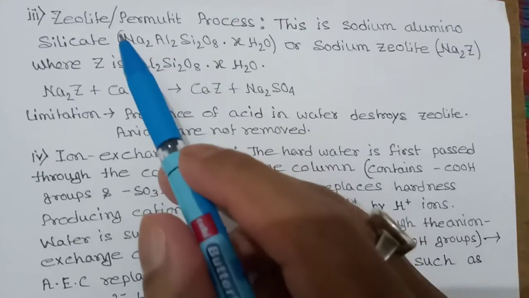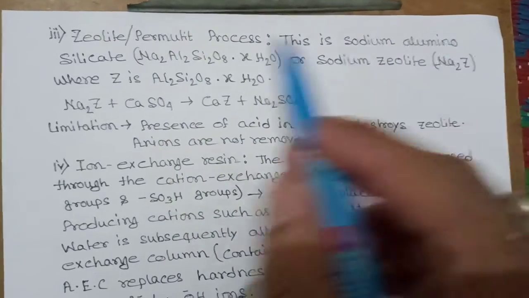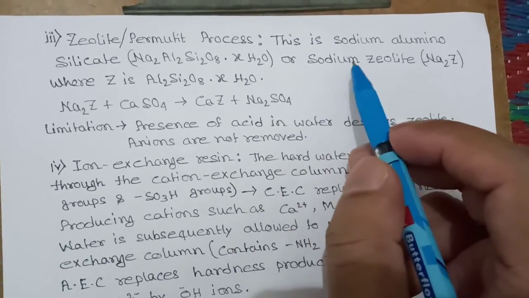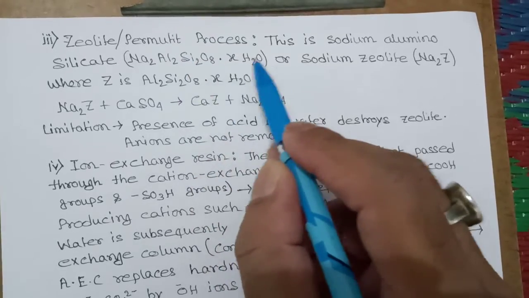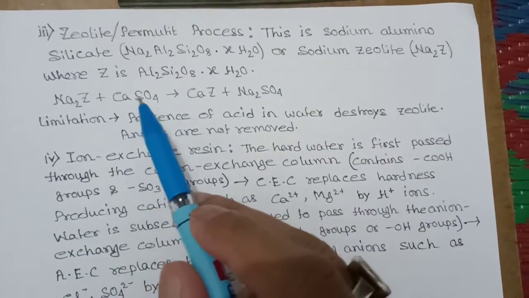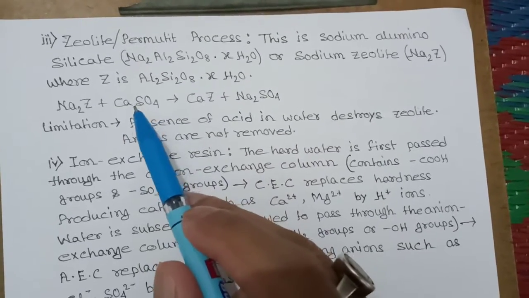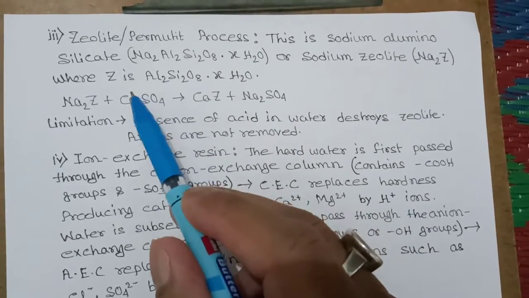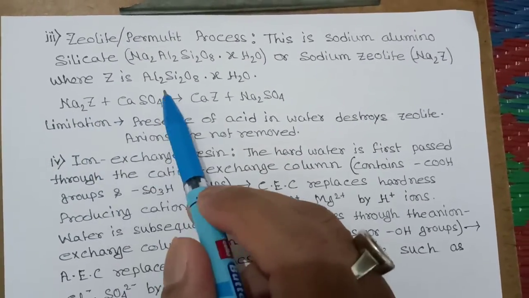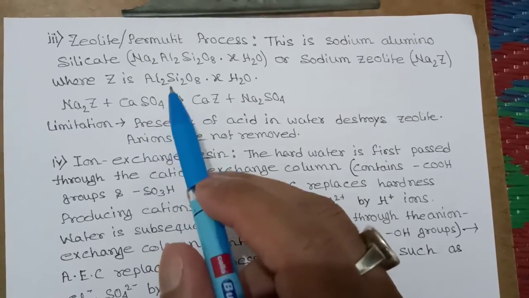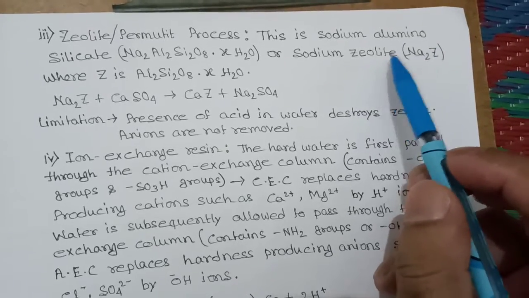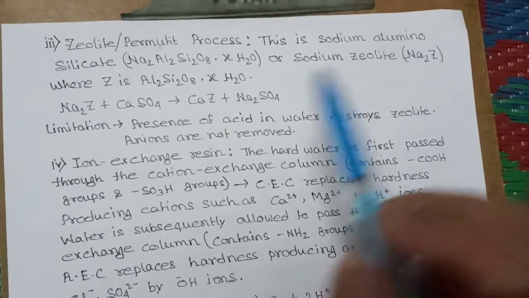The next process is the zeolite process or permutit process. This is sodium aluminosilicate, with the molecular formula Na2Al2Si2O8·xH2O, or in simple way, sodium zeolite. This is your sodium and this is your zeolite. Zeolite is represented by Z. This is the complex which causes permanent hardness. This is the cation and this is the anion. When this complex reacts with sodium zeolite, there will be formation of calcium zeolite and Na2SO4. So this complex has been destroyed, so permanent hardness has been removed. The limitation of this process is that the presence of acid in water destroys zeolite. If you have some acid in water, then this acid will destroy zeolite. So this is the limitation of this process.